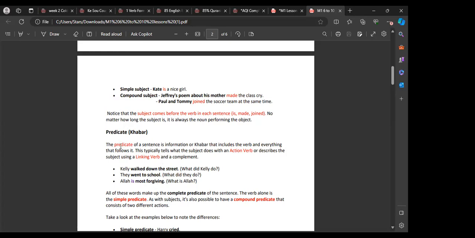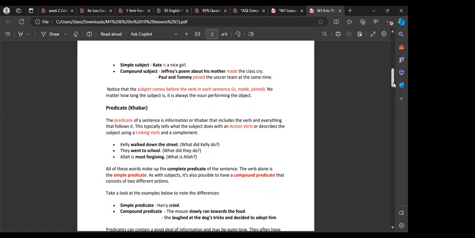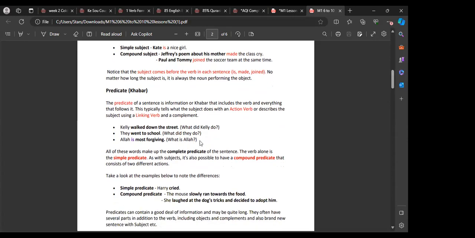And this analysis of sentences is going to be very important later on. And inshallah, we will all be experts at this in Arabic. So whenever we see a sentence, we can say, this is the subject, this is the khabar, this can't be the subject because of such and such reason, etc. All of these words make up the complete predicate. So walk down the street, the whole of it is the complete predicate of the sentence.